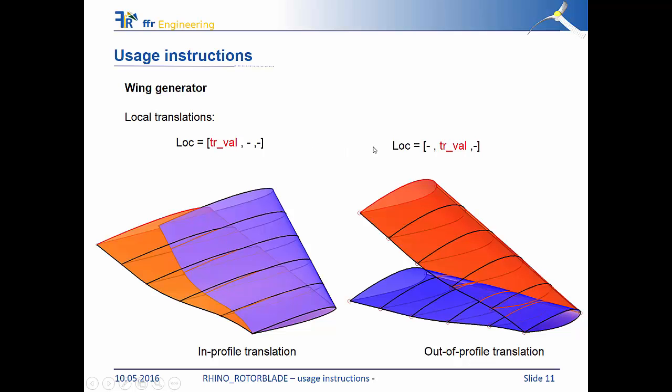But then there are the first 2 values in this vector here, and for example the first value gives you the possibility to add some in-plane translation.